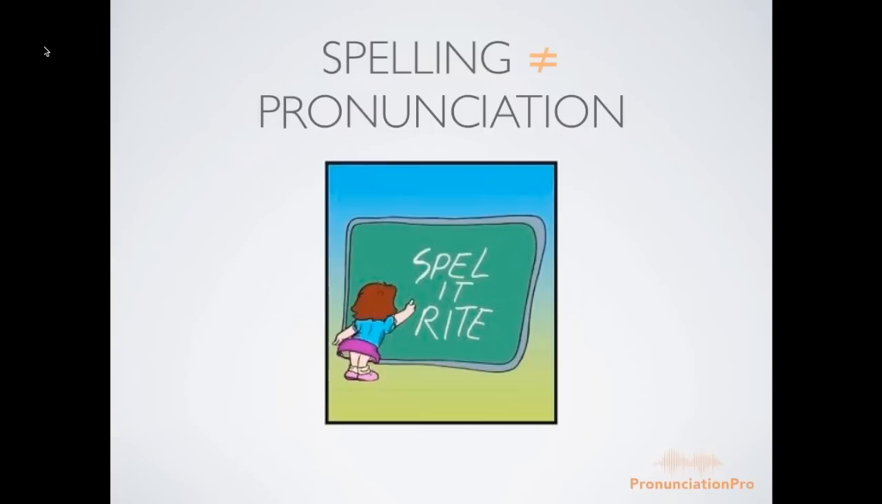unfortunately. There are quite a few languages in the world where that is the case, and wouldn't that make life a lot easier if you could see a word written and know exactly how it's pronounced? In English, it's a little bit different.